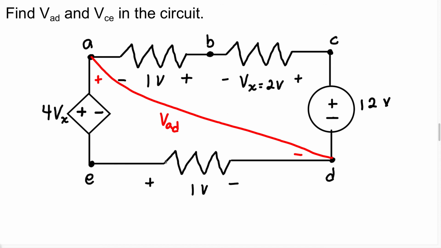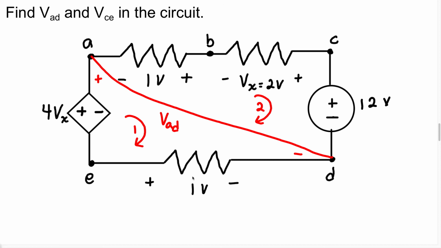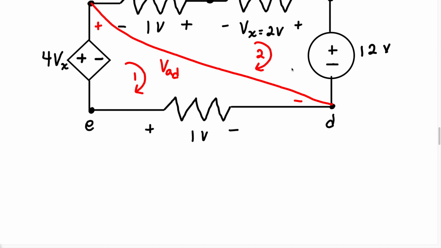Now when we look at this, we have 3 loops in all. We can call this one loop 1. This is loop 2. And we have a 3rd loop that's going to be the outer loop, right? Now which one would you like to perform KVL? I have 2 options. I can either do KVL at loop 1 or KVL at loop 2. I'm actually going to do it for both, just so you can see it's possible to do it at both loops and get the same answer. I'm just going to do KVL at loop 1 first.